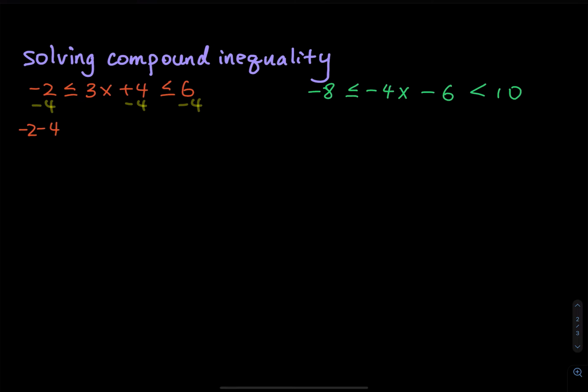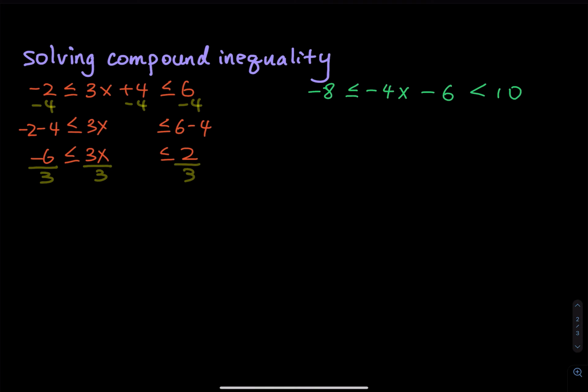-2 minus 4 less than or equal to 3x, and then less than or equal to 6 minus 4. Do the arithmetic. You have a -6, less than or equal to 3x, less than or equal to 6 minus 4, which equals 2. And then I am going to divide by 3 on each side to keep the x in the middle. So divide 3 on each side.